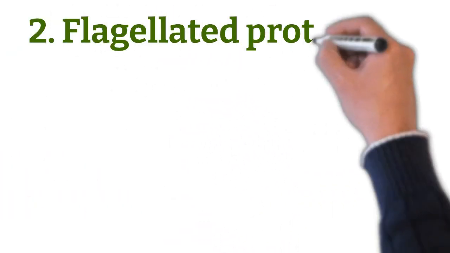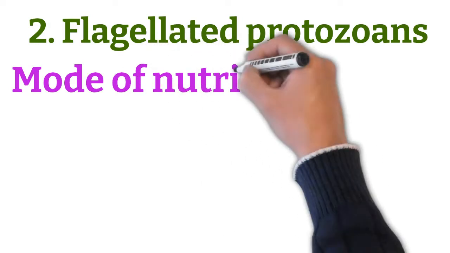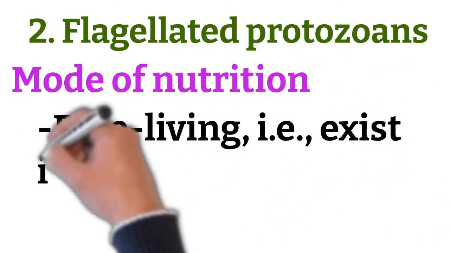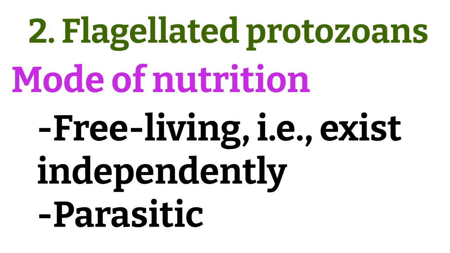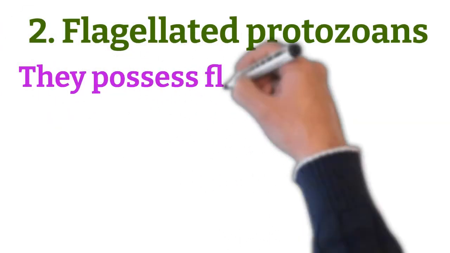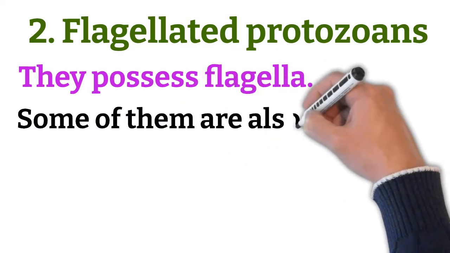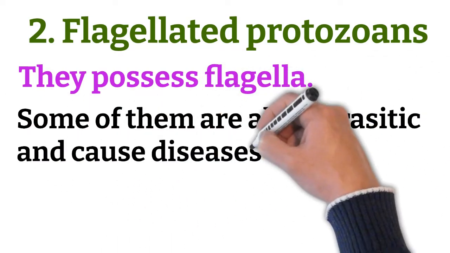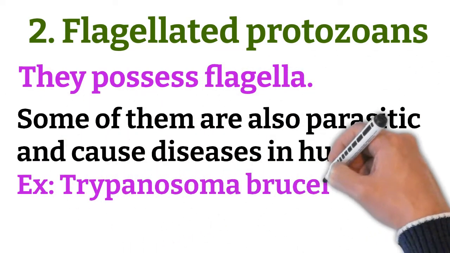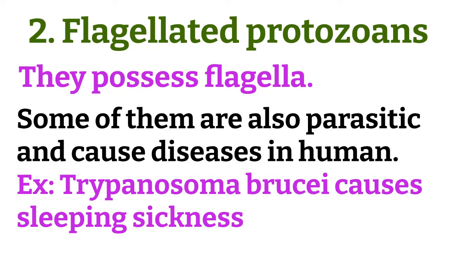Second, the flagellated protozoans. They are either free-living, that is, existing independently, or parasitic. They possess flagella. Some of them are parasitic and cause diseases in humans. For example, Trypanosoma brucei causes sleeping sickness.